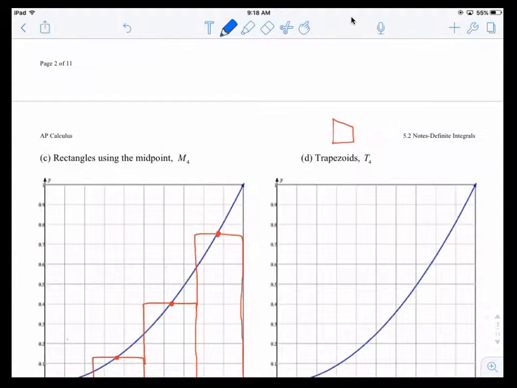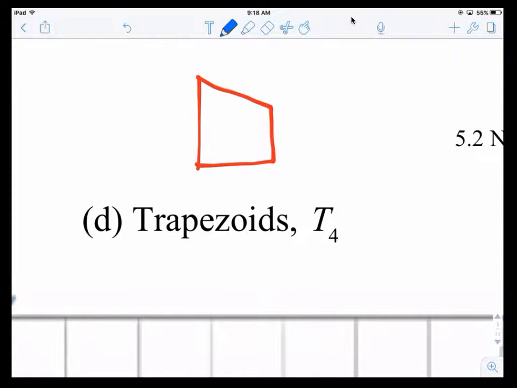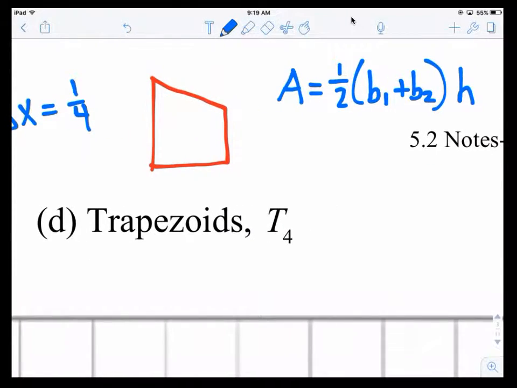Okay. So the last method is your trapezoid method. All right. So what we're going to do now is you're still going to use a width of 1/4, right? And now I'm going to break up the region into 4 trapezoids. All right. Now, when we are finding the area of a trapezoid, it's 1/2 the sum of your bases times the height.